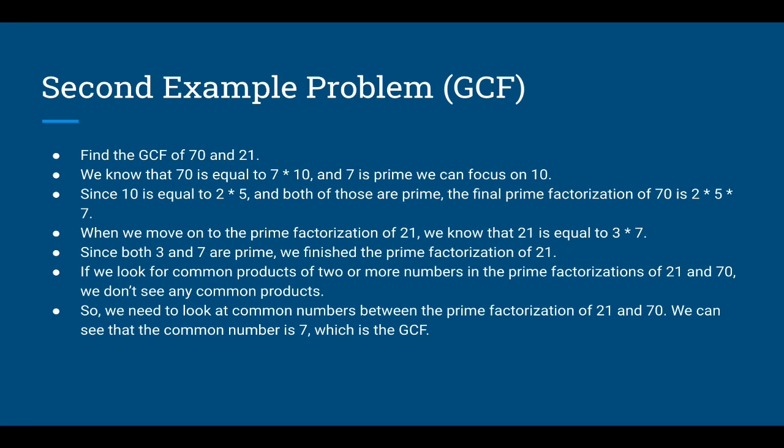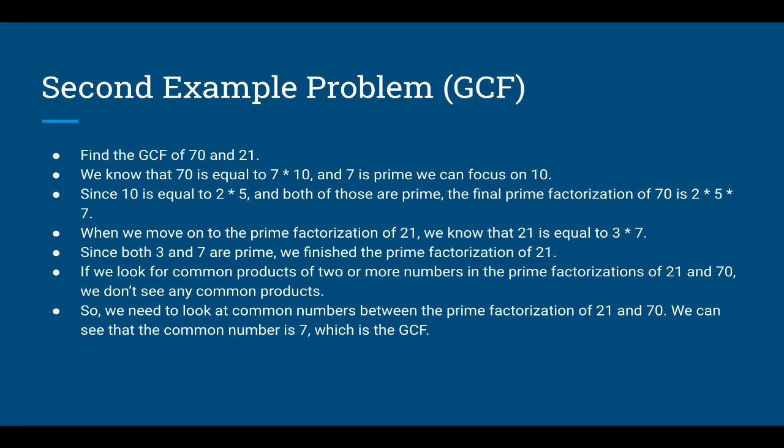When we look for common products of two or more numbers in the prime factorizations of 21 and 70, we don't see any common products. So we need to look at common numbers between the prime factorizations of 70 and 21. We can see that the common number is 7, which is the GCF.